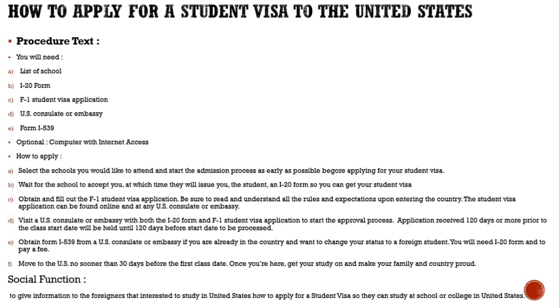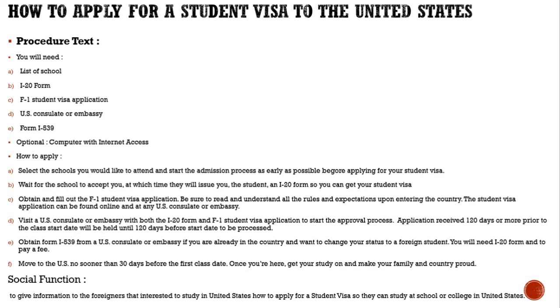3. Obtain and fill out the F1 student visa application. Be sure to read and understand all the rules and expectations upon entering the country. The student visa application can be found online and at any U.S. consulate or embassy. 4. Visit a U.S. consulate or embassy with both the I-20 form and F1 student visa application to start the approval process.